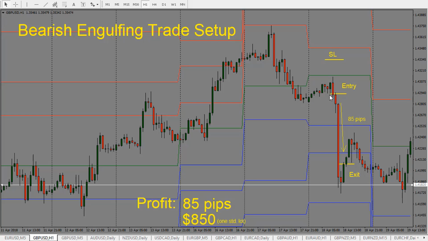Once we enter the trade short here, we stay with the trade till price gets into the next support and resistance level. We see that price is not able to break below our support, and then we get a bullish engulfing candle close. So this is when we would exit our trade. From entry to exit here, we get 85 pips in our trade. So the profit is 85 pips or $850 if trading one standard lot.